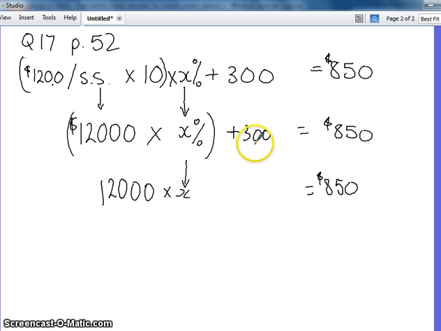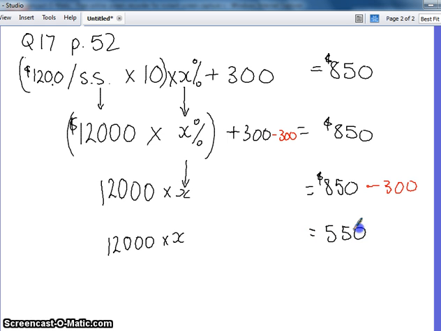How do we get rid of plus 300 here? What's the opposite of plus? Minus. So if I minus 300 there, that would leave me with 0, which is good. Got rid of it. But what I do to one side, I must do to the other. So I'm now left with 12,000, that hasn't changed, times an unknown percentage equals 550.